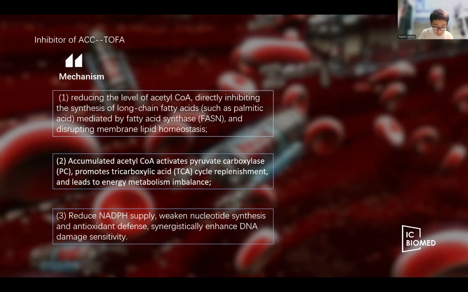And preclinical studies have confirmed that TOFA can inhibit more than 8% fatty acid synthesis and induce apoptosis in breast cancer models, inhibit DNA repair in glioblastoma in cooperation with radiotherapy, and reverse SREBP1-FASN signal-driven tumor progression in obesity-related liver cancer.